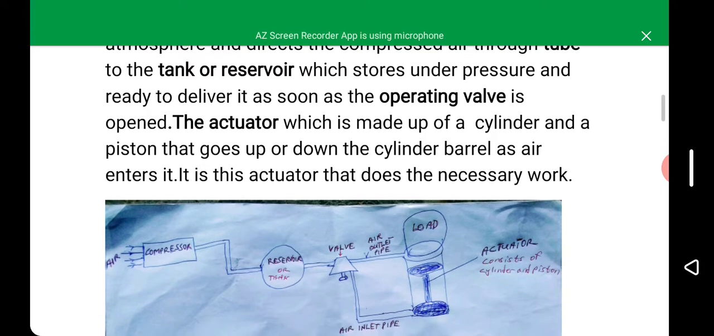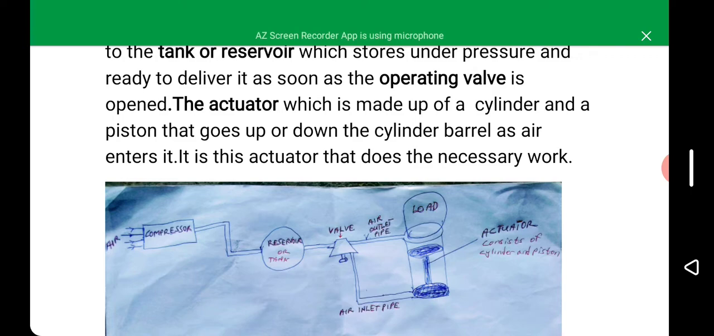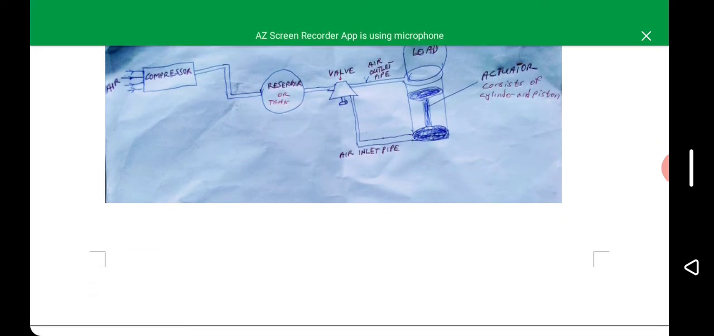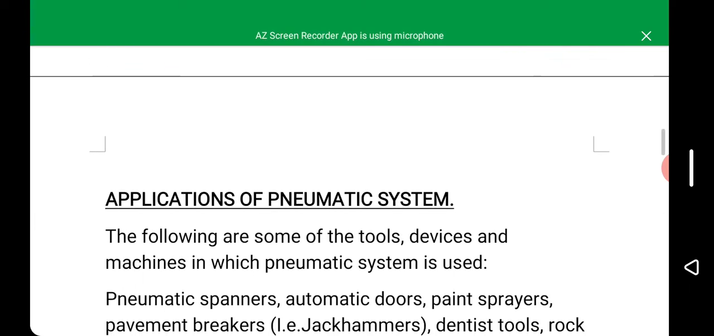Now we talk about another part, the actuator. The actuator is made up of a cylinder and a piston that goes up and down the cylinder barrel as air enters it. It is this actuator that does the necessary work. As you can see, this is the figure, the diagram of the pneumatic system.